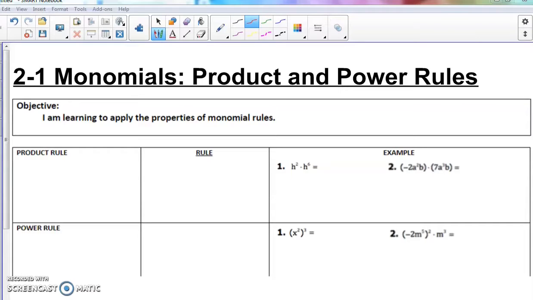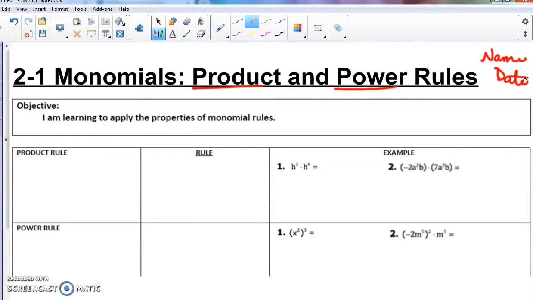Welcome to Unit 2 now of Algebra 2. We have 2-1 monomials. We're looking at the product and power rule today. Go ahead and put your name in the top right hand corner, today's date, and remember you can push pause and rewatch this as much as you need to.